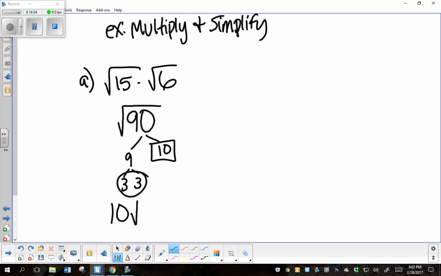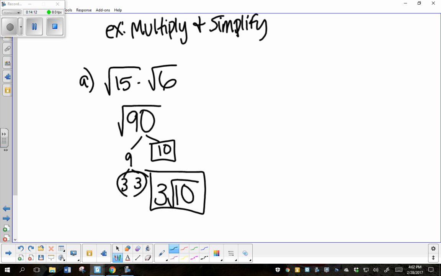Or sorry. The 10 is the one who didn't get to pair up, right? He stays on the inside. The 3 had a pair, so he gets to come on the outside. So that's your solution to that one.